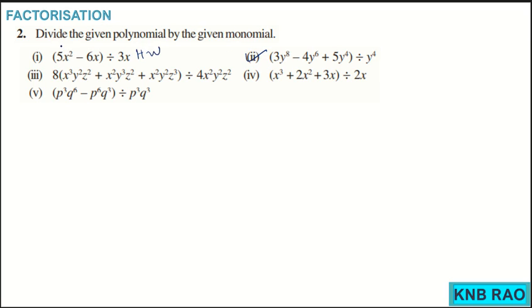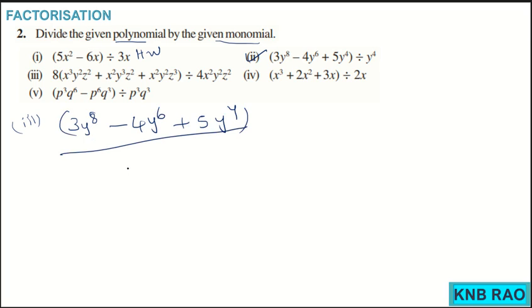In the second question, we are asked to divide a polynomial by a monomial. See children, we have 2 methods. In method number 1, we will divide the given polynomial by a monomial by doing each term of the polynomial divided by that monomial.